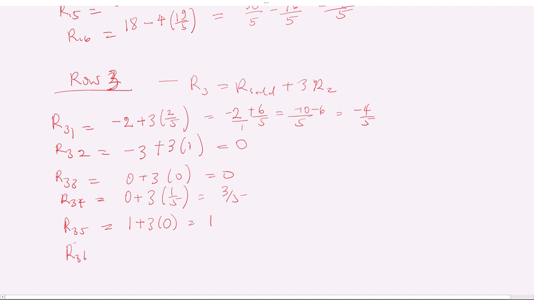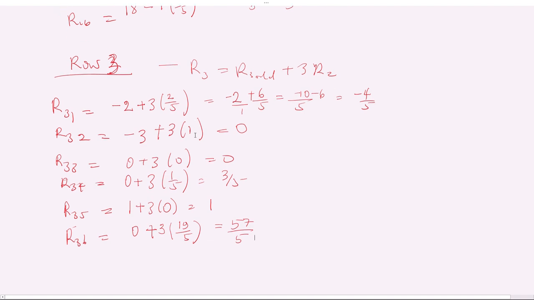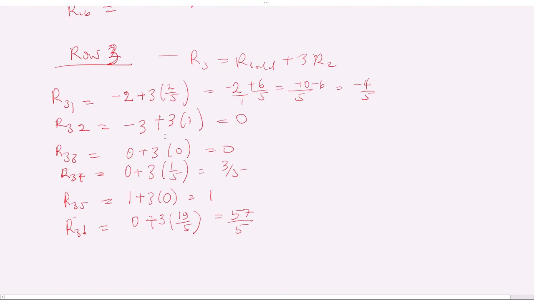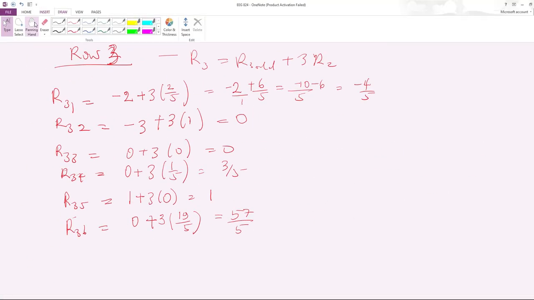R36 equals 0 plus 3 into bracket 19 over 5, so this is 57 over 5, I guess. Right? I think we are good. So we now have the new values for the transformation of R1 and R3. We need to slot that in and create a table for that.